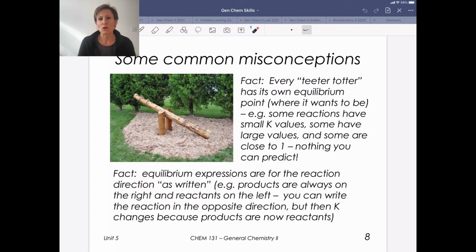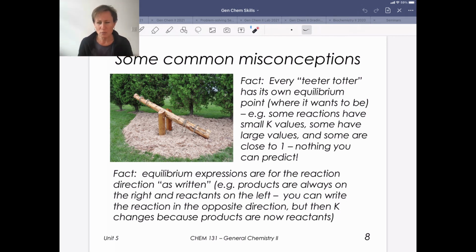The second is that we write equilibrium expressions for the reaction as written. If you reverse the reaction, remember we take 1 over that equilibrium constant. So if we had a large equilibrium constant and all of a sudden we reverse the reaction, then it would be 1 over that very large number. That would be a very small equilibrium constant. So equilibrium constants are for the reaction as written.